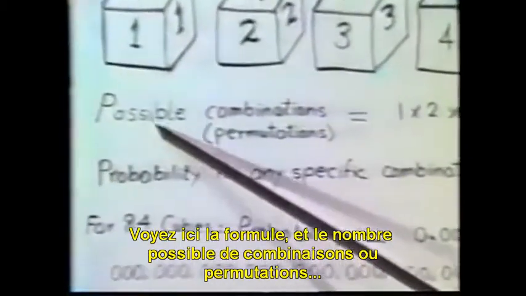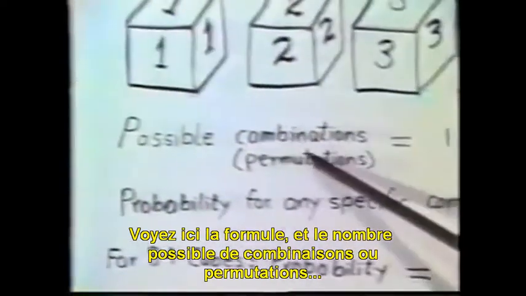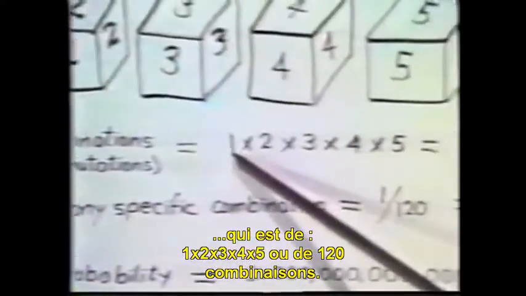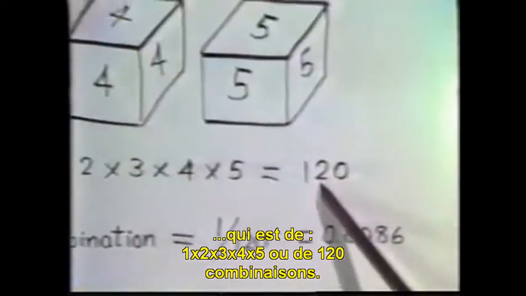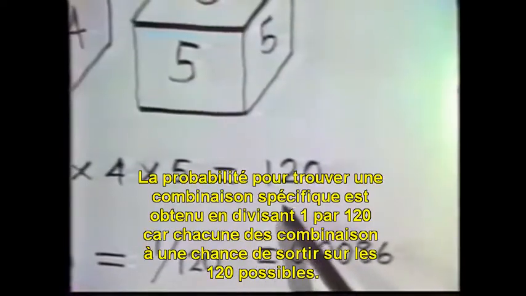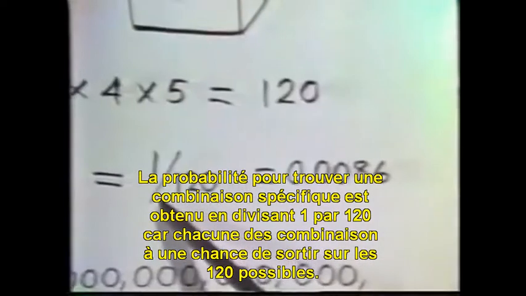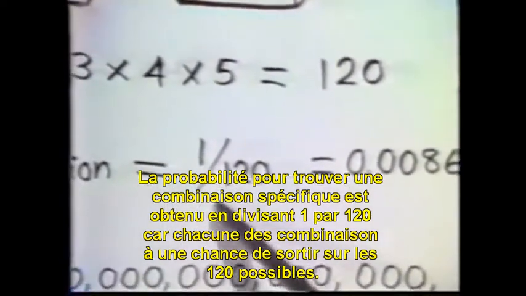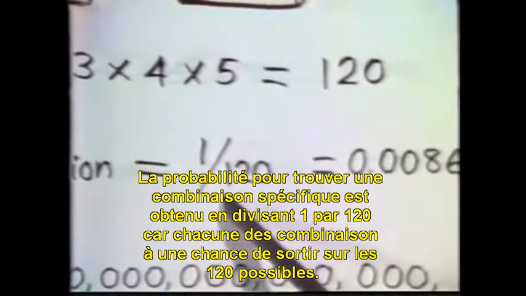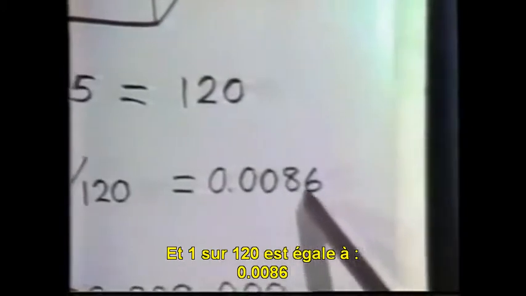How many? Here we see the formula. The number of possible combinations or permutations is 1 times 2 times 3 times 4 times 5, or 120 combinations. The probability for any specific combination is obtained by dividing 1 over 120, because each combination has a chance out of 120 chances. And 1 over 120 equals 0.0086.